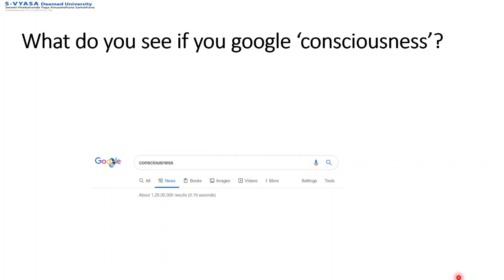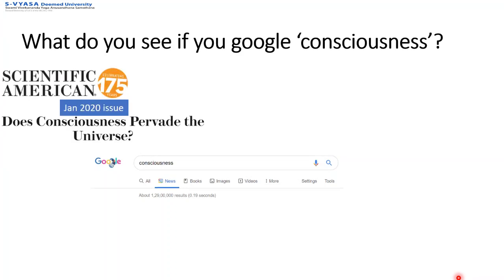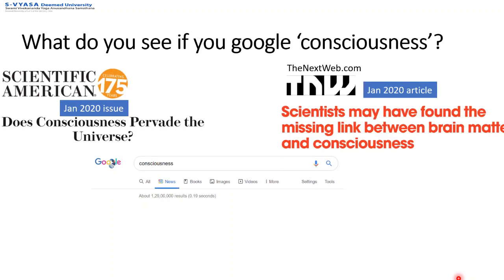Now, what if you go Google consciousness? What will you find? What are some of the articles that you're likely to find that might be of interest? There is the famous Scientific American, which is an old, very good magazine for the scientific community. In its January 2020 issue, it had a title that says, "Does consciousness pervade the universe?" So those are types of articles that you're likely to find. Some other articles.